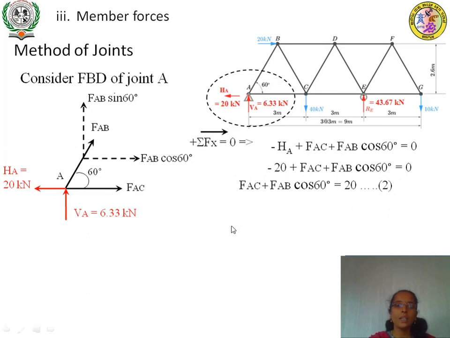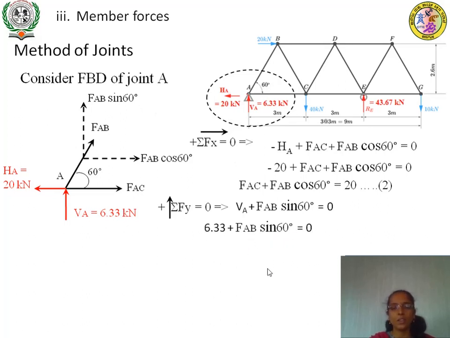Next let us apply sigma Fy equals 0, which implies VA acting in upward direction plus FAB sin 60. VA value is 6.33 plus FAB sin 60, from which we can obtain the value of FAB. So FAB sin 60 is equal to minus 6.33. Therefore FAB is equal to minus 6.33 divided by sin 60, which gives a value of minus 7.31 kilonewton. So what does minus indicate?